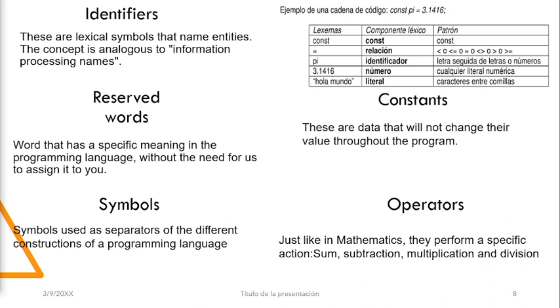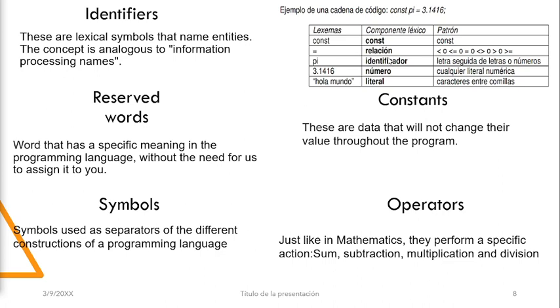Identifiers. These are lexical symbols that name entities. The concept is analogous to names in information processing. Reserved words have a specific meaning in the programming language and cannot be used for anything else. Symbols are used as separators of the different constructions of a programming language. Constants are data that will not change their value in the program, and operators allow mathematical operations to perform a specific action: sum, subtraction, multiplication, and division.